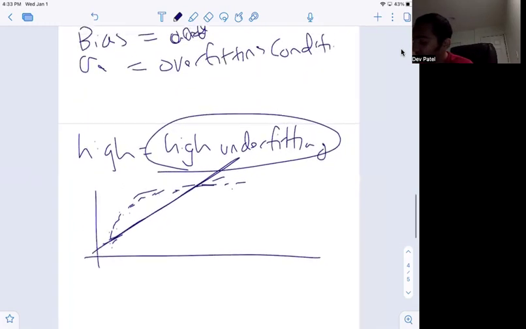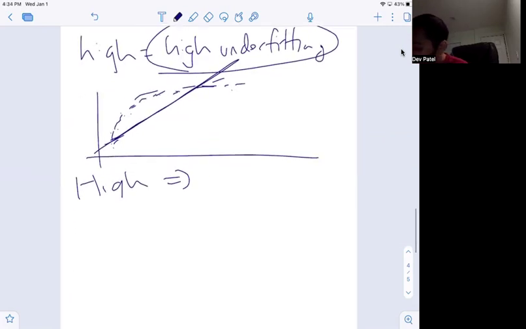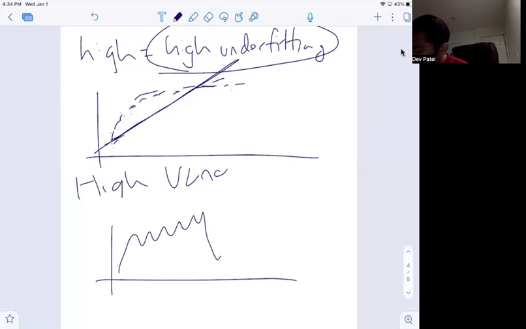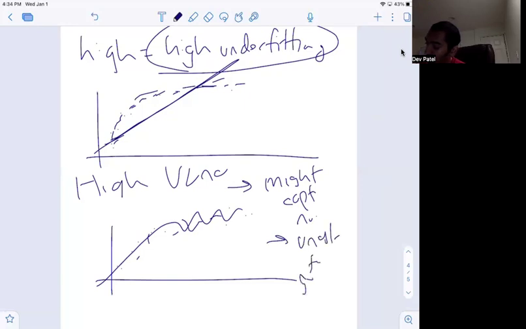And when we have high variance, that means we're not able to generalize to new data points. Our model captures a lot of the specific details of the training set. So if we have these data points, and our model is something like this, it too closely captures even the noise in the data set. So it might capture noise, and it's unable to generalize to new unseen data points.